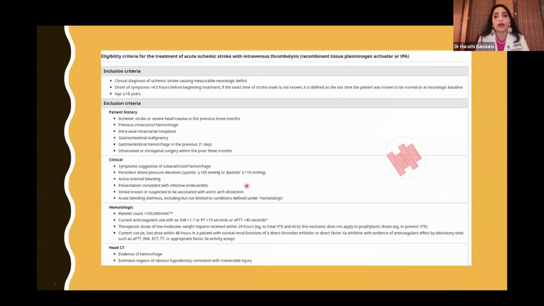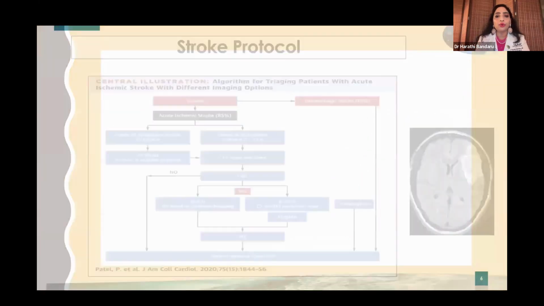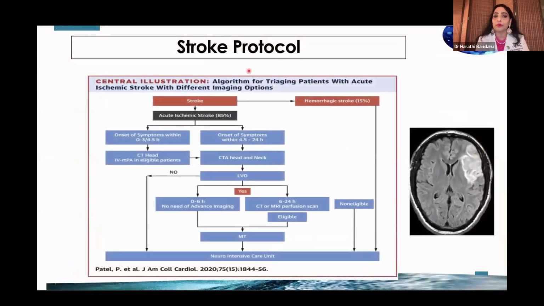Then let's talk about what you do next. Let's go to the stroke protocol. Whenever any patient comes to the emergency room, you don't wait for the neurologist. As a clinician, whether you are a final year student or a house surgeon, the first thing that you need to do is get a CT scan. Why do you need to get a CT scan? To make sure the patient didn't have any bleed.